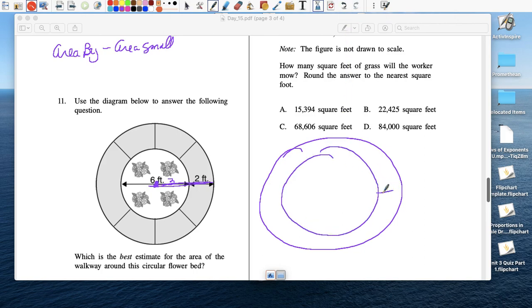Right, we know this is 2, and we know this whole thing, the diameter is 6, that means this is 3. So the radius of the big circle, which is the line from the middle of the big circle to the edge, is 5. So A equals pi r squared, A equals pi times 5 squared. And 5 squared is 25, and 25 times pi is 78.54.